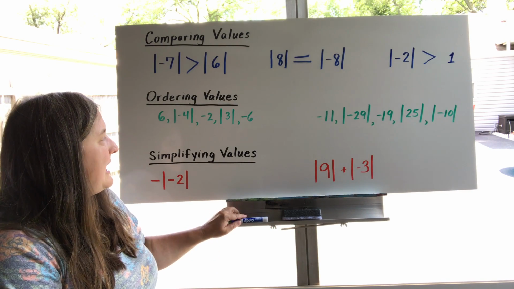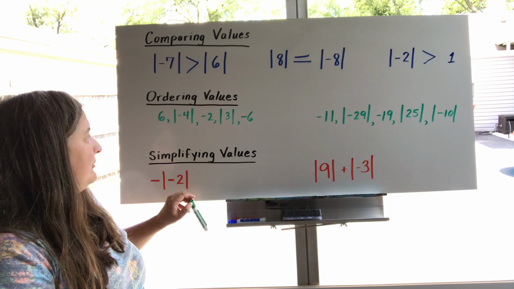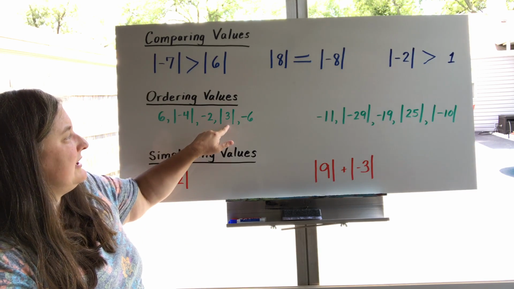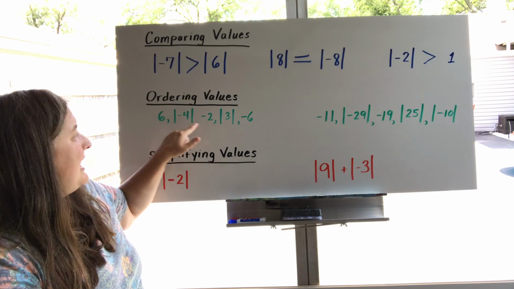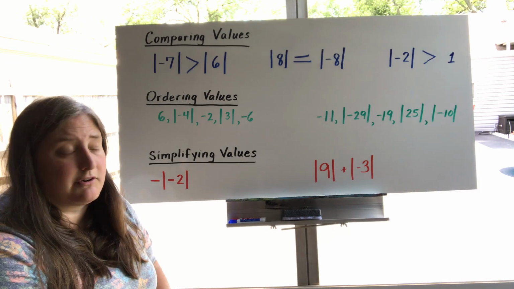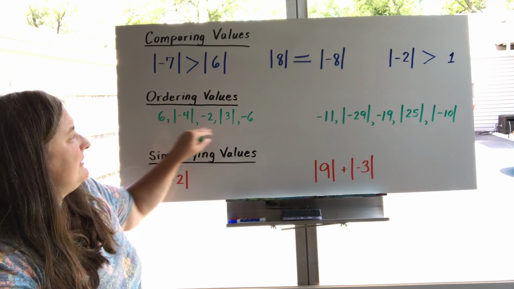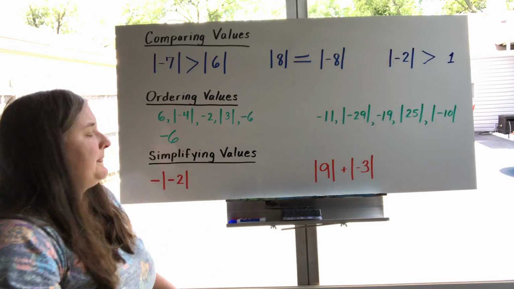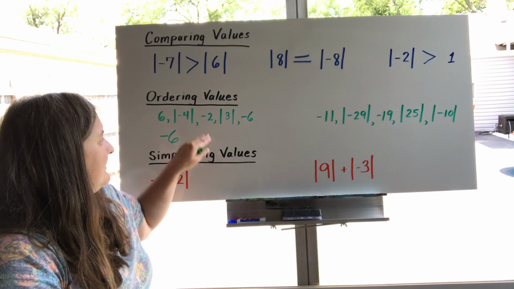Sometimes we may also be asked to order absolute values. So in that case, I know that anything that's in an absolute value sign is going to be positive, so I'm looking for the smallest negative to start off my list. So the smallest negative I see here is -6. The next smallest is -2.